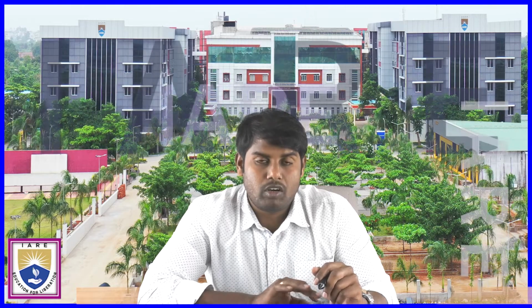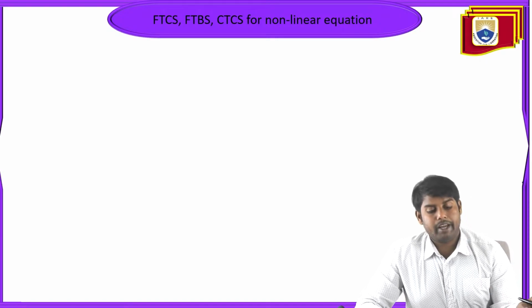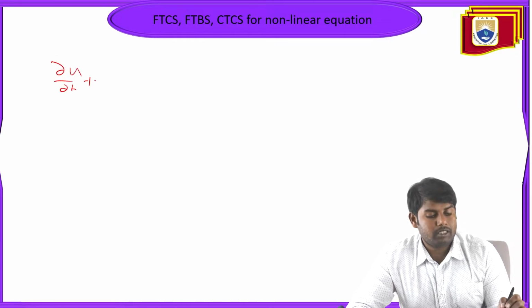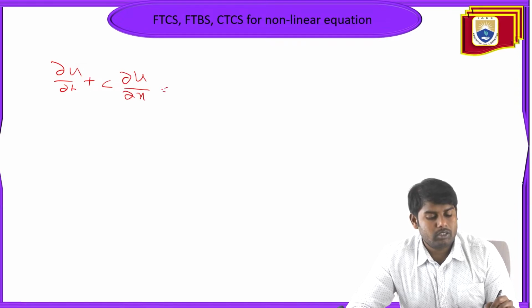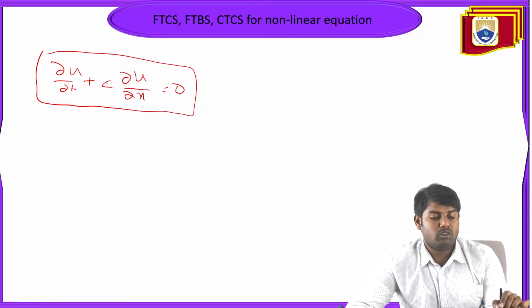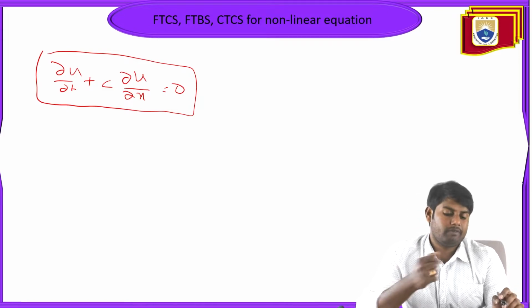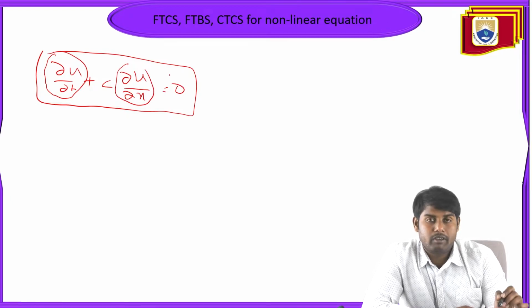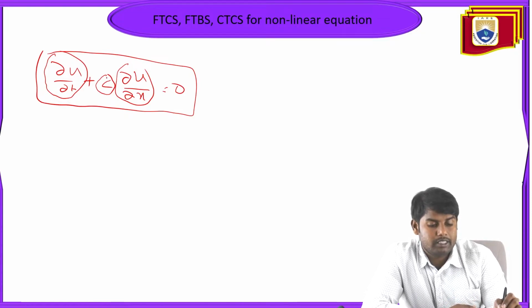But first, let's see how we can write it for a non-linear equation. Let's write Burgers' equation: du by dt plus c into dou u by dou x is equal to 0. This is a 1D unsteady nonlinear advection equation. Here dou u by dou t is the time derivative term and dou u by dou x is the space derivative term, which is equal to 0. Now c will be the velocity of the signal or any wave, depending on the type of application that we have.